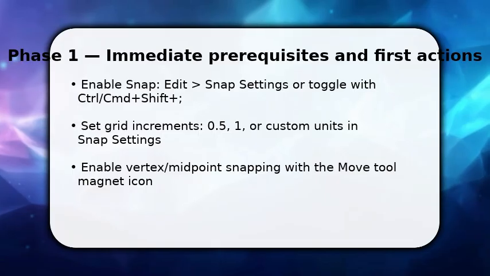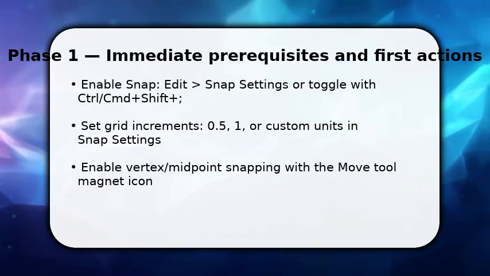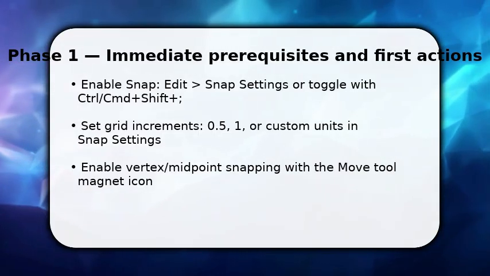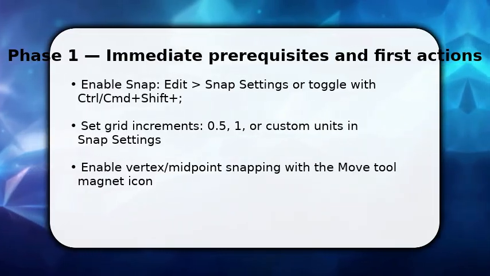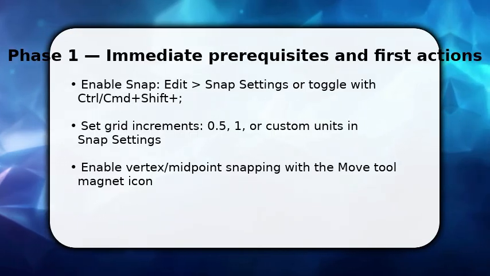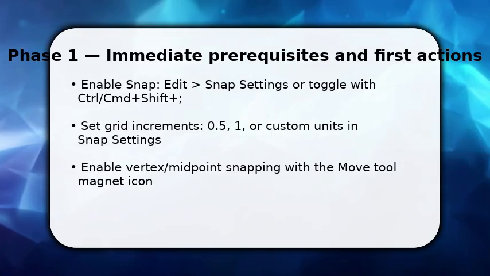You start by preparing the scene so snapping behaves predictably. Open snap settings and set a grid increment like 0.5 or 1. This defines your snap step. Make sure the Move Tool's magnet is enabled for vertex or midpoint snapping.